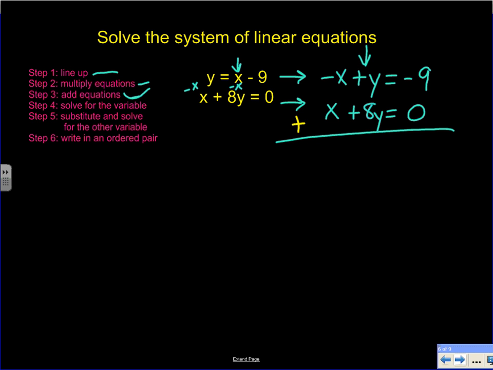Negative x plus x cancels out for 0x. 1y plus 8y gives you a 9y. And on the right side, negative 9 plus 0 is negative 9. So this is where we're at.